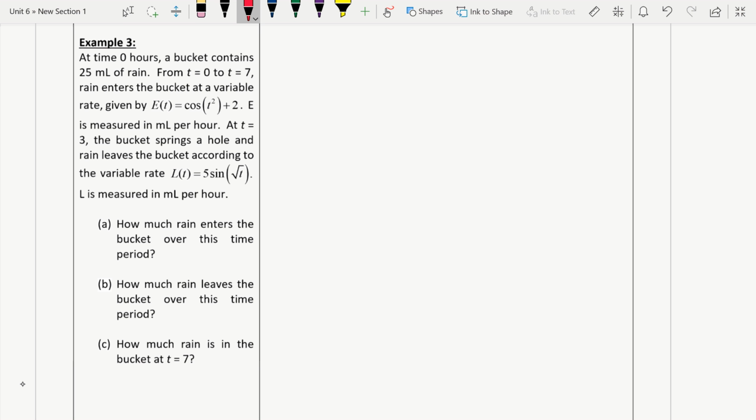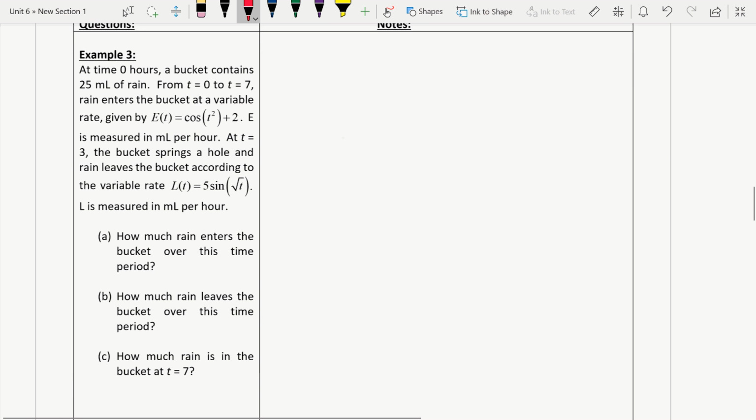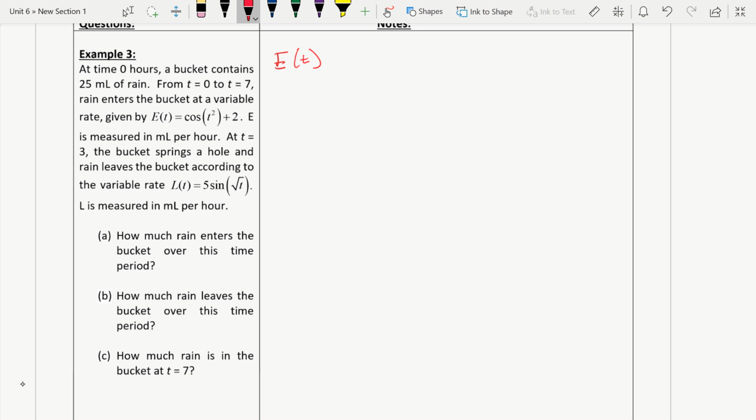Okay, so let's just make sure we're starting in the right place. So we have a pair of functions. We have E of t, and this is a rate function. Keyword here is rate of rain entering. And its units are milliliters, but it's a rate. I see the amount is measured in milliliters, and then I see per hour. Oh, per hour, there it is, milliliters per hour, the whole thing. Okay. Milliliters per hour.